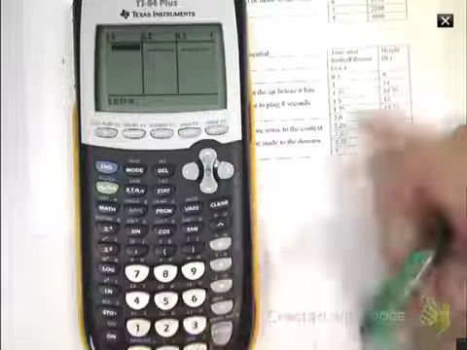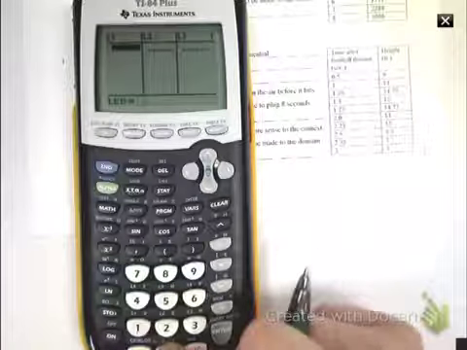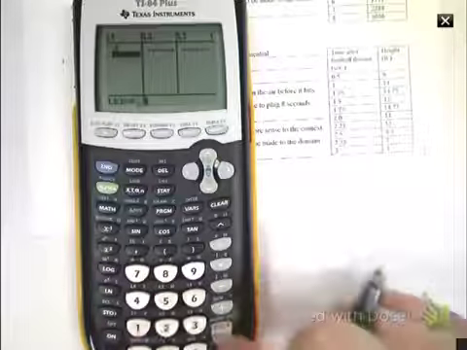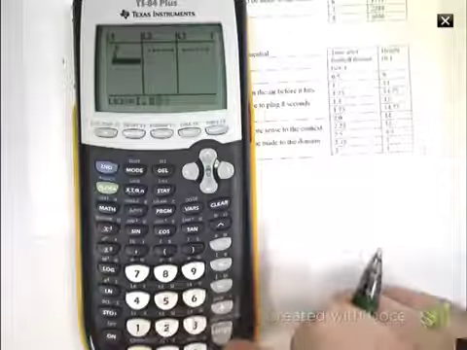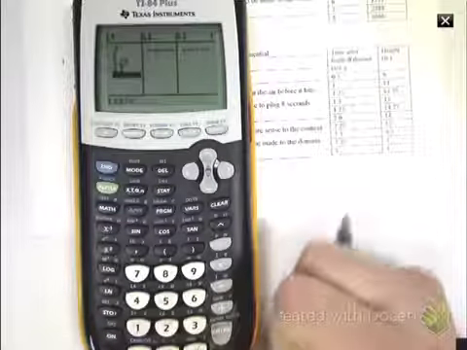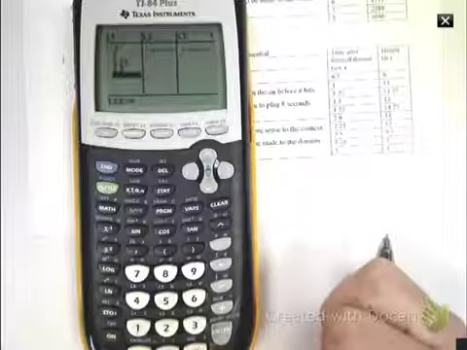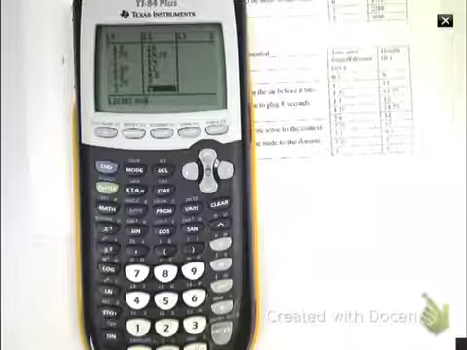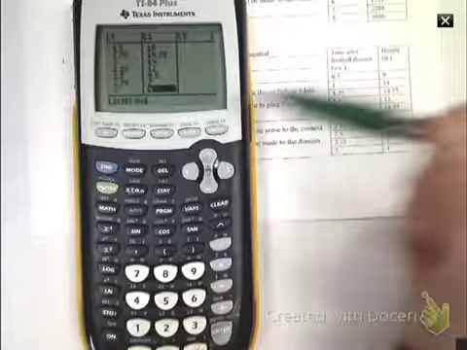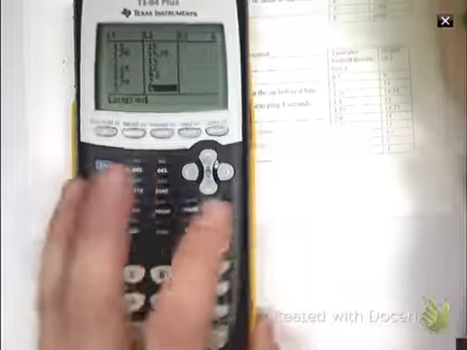In List 1, I'm going to enter the time after the football's thrown. So this is 0.5, 1, 1.25, 1.5, and so forth. I'm going to pause the recording right now for you to do the same. Okay, so I've entered the rest of the data now, and so I'm going to move forward with the questions.